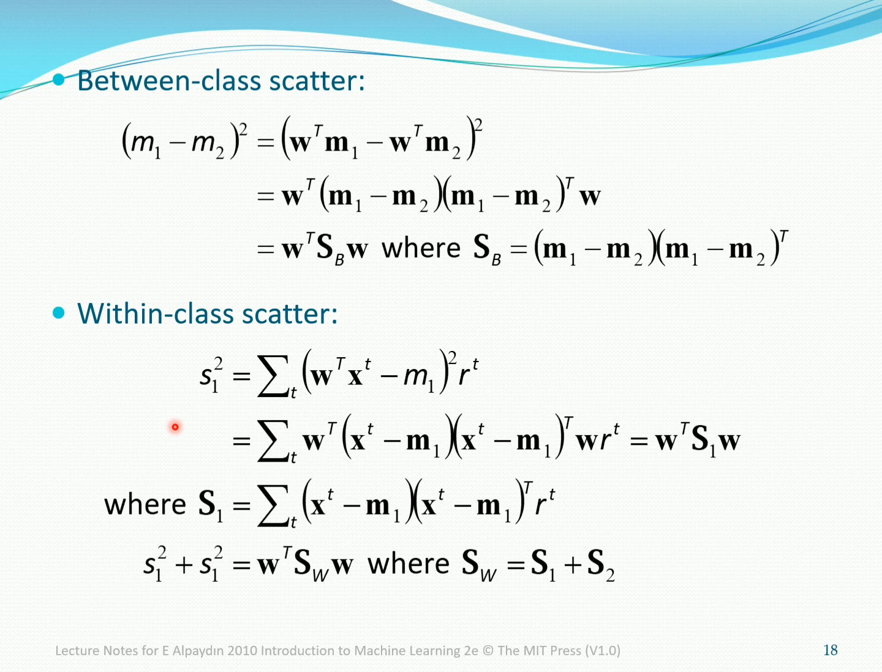Within class scatter is s1 squared equals the summation over t of (W to the power T x to the power t minus m1) whole squared of r to the power t, equals the summation over t of W to the power T (x to the power t minus m1)(x to the power t minus m1) to the power T W r to the power t, equals W transpose S1 W, where S1 equals the summation of (x to the power t minus m1)(x to the power t minus m1) to the power T r to the power t. s1 squared plus s2 squared equals W transpose SW W, where SW equals S1 plus S2.